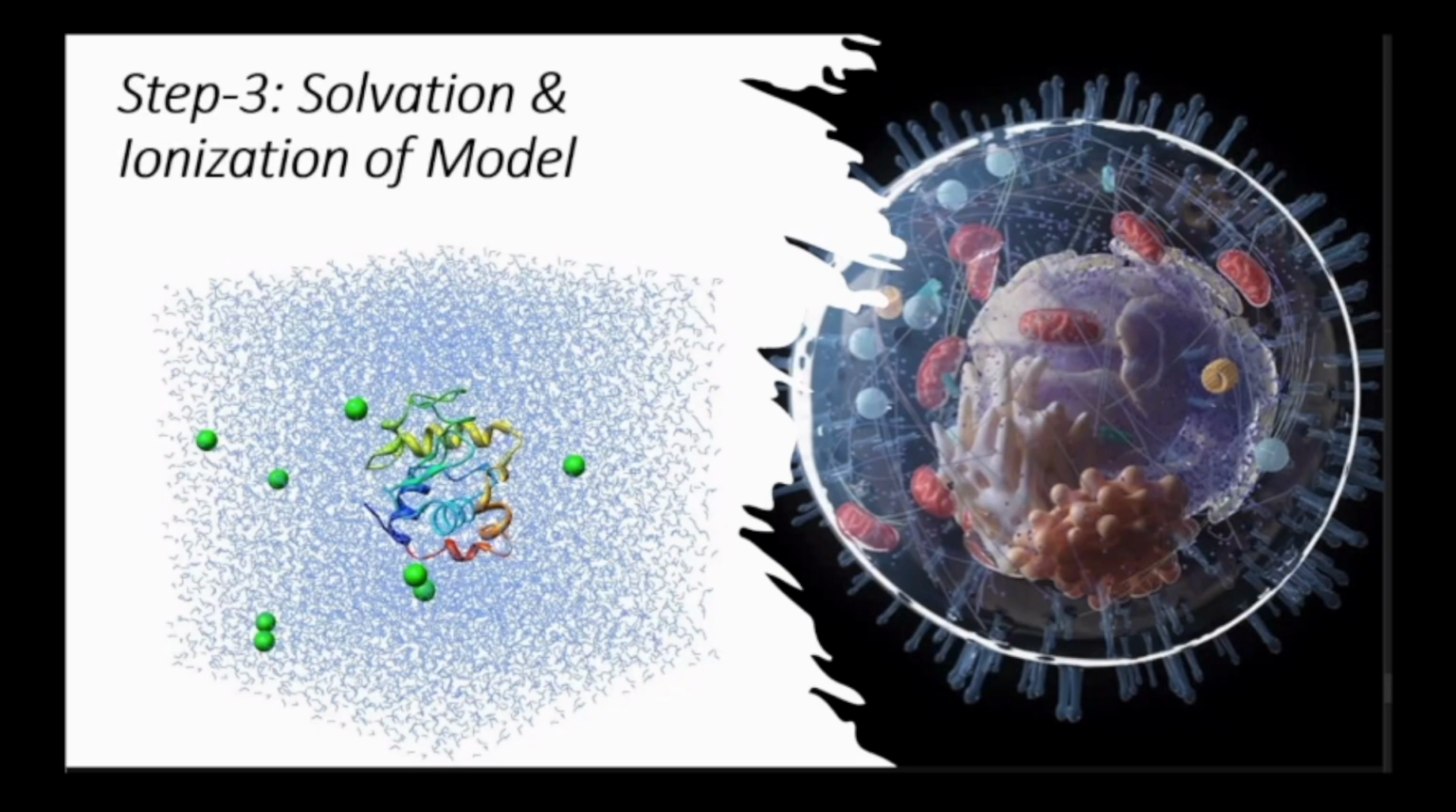Once you have put the protein inside the water box, the second step is that you need to ionize it. Why do you need to ionize it? Because in natural systems, in natural cells, we have a neutral environment. So we are going to add the ions so that we can make our system neutral, because normally in natural systems, we have neutral systems.